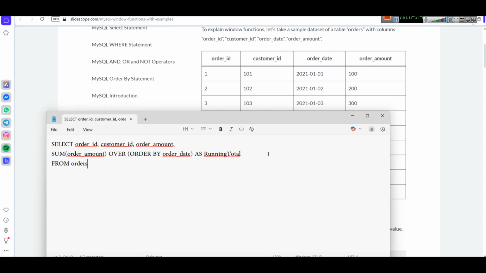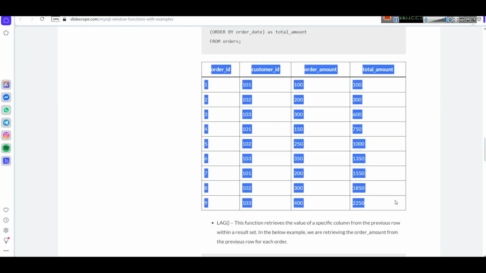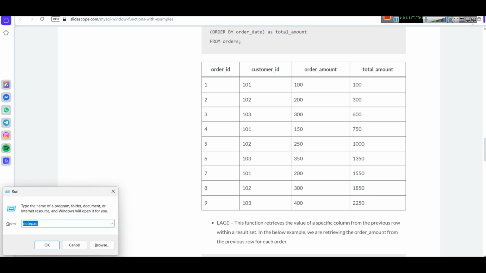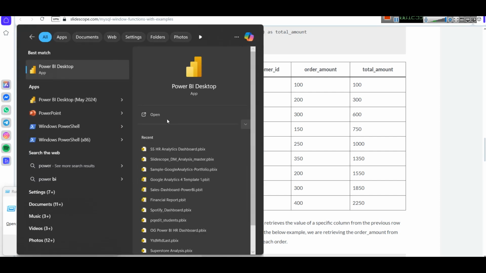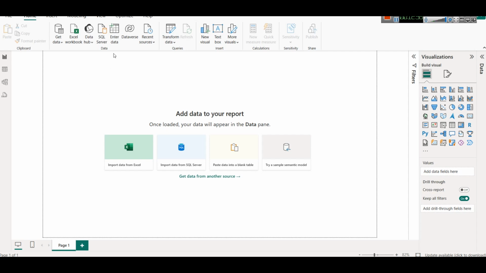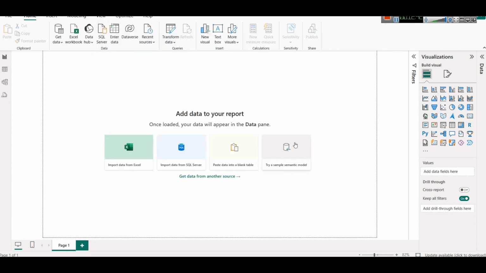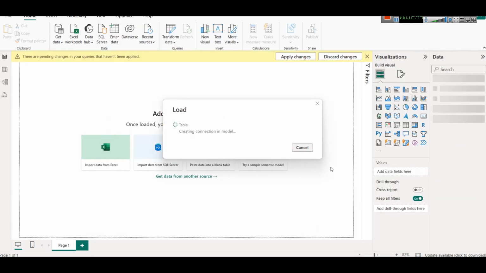Suppose if you have to partition by customer ID, like for every customer you have to do that, then you will write over partition by customer ID, order by order date. So this way you can write. And what you can do, you can copy this type of data after the result is calculated and use something like Power BI. After copying it, you can enter data here and load the data. I'm just giving one example of what will happen.